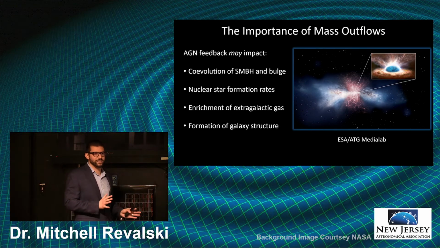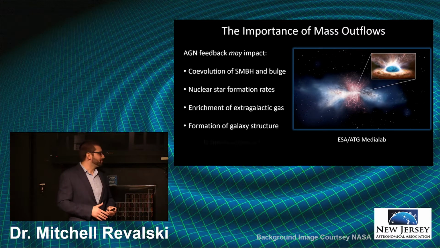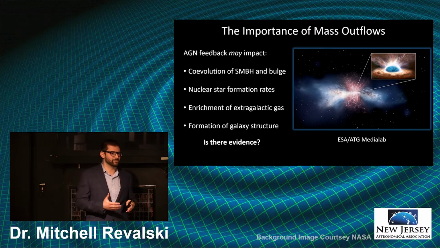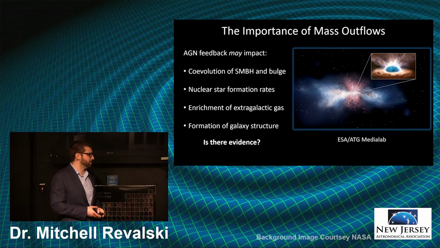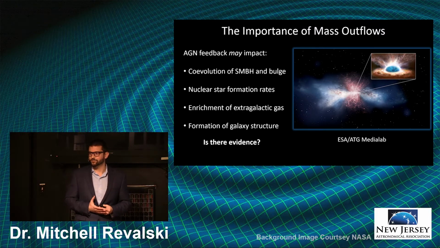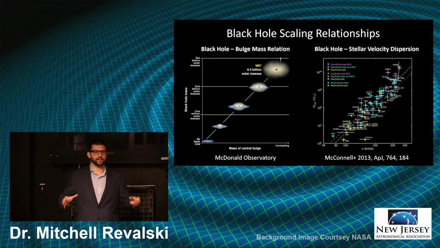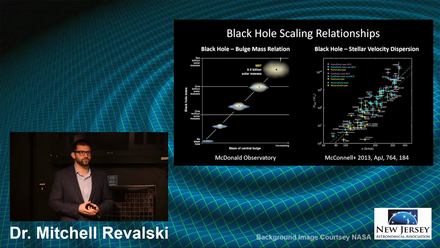So this all sounds really good. Everyone's convinced, right? But of course the question is, is there evidence that this actually works? Is this actually what's going on in the galaxies that we observe? There are two really big pieces of evidence that lend credence to this. The first is black hole scaling relationships. All we have here is the mass of the black hole versus the mass of the central bulge of the galaxy, that big semi-spherical distribution of stars.